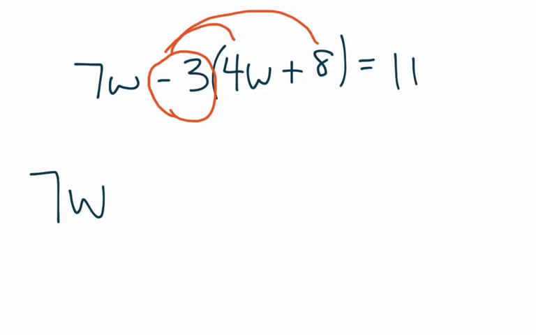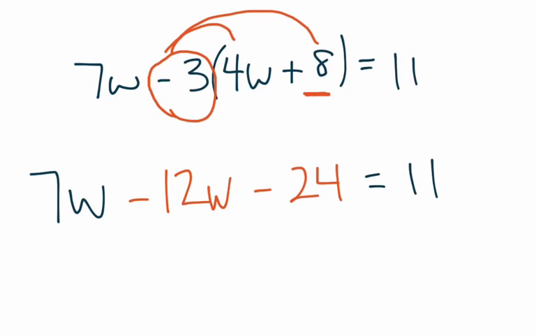So the 7w just comes down. But now we have to multiply. So negative 3 times positive 4 is negative 12, and then it's going to be negative 12w. Negative 3 times positive 8 is negative 24. And then the rest of the problem just comes down. So take a minute and make sure you understand that we had to distribute a -3. Make sure you're multiplying everything in the parentheses by a -3.